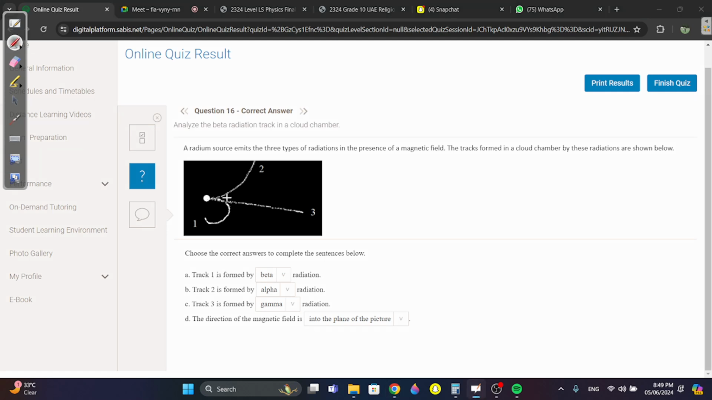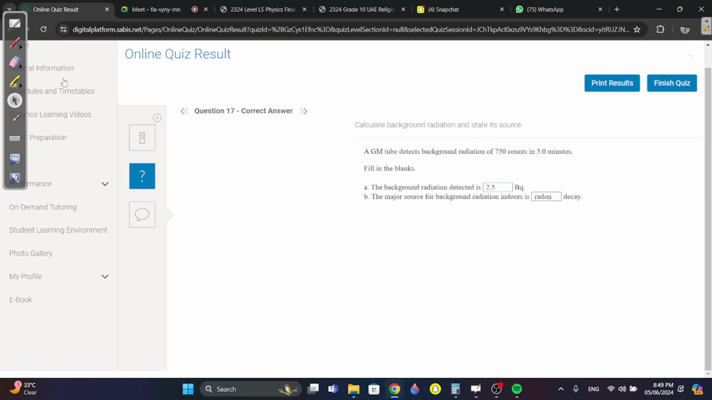So obviously 1, where it goes down, is going to be beta, 2 is going to be alpha, and 3 is going to be gamma because it's continuing straight. And what is the direction here? It's into the plane of picture because look how the beta is moving. It's moving clockwise, and always remember that clockwise is in, counterclockwise is out. Look at the beta, don't look at alpha or gamma, when you're determining the plane of picture.